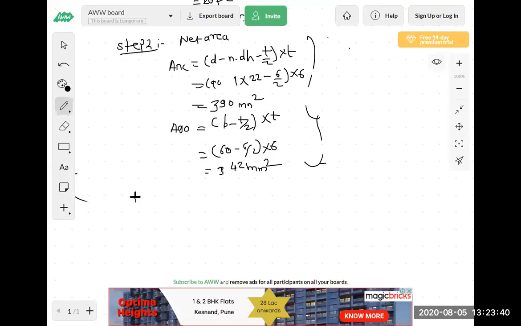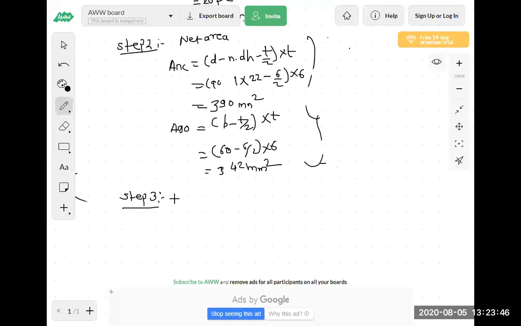Okay, now we will move towards the next step, step number 3. Step number 1 and step number 2 are over. So what is step number 3? Write down, everyone: calculate design strength due to yielding of gross section.